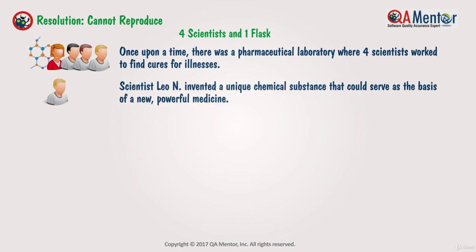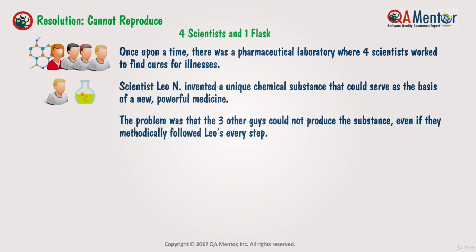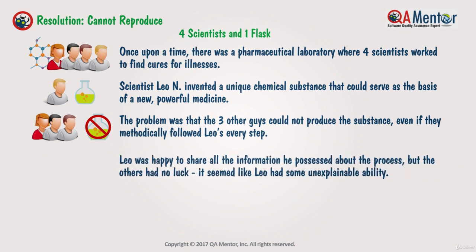Scientist Leo N invented a unique chemical substance that could serve as the basis of a new powerful medicine. The problem was that 3 other guys could not produce the substance even if they methodically followed Leo's every step. Leo was happy to share all the information he possessed about the process, but the others had no luck. It seemed like Leo had some unexplainable ability.